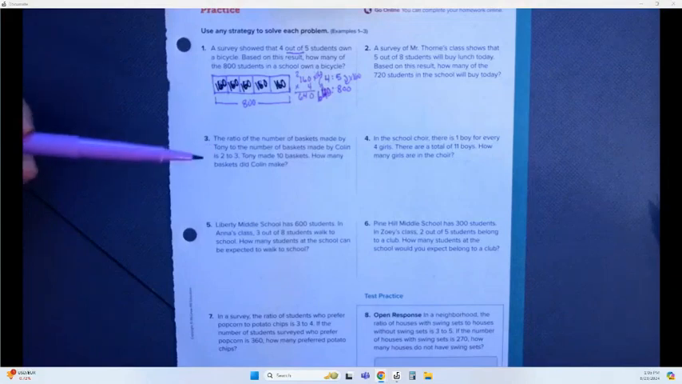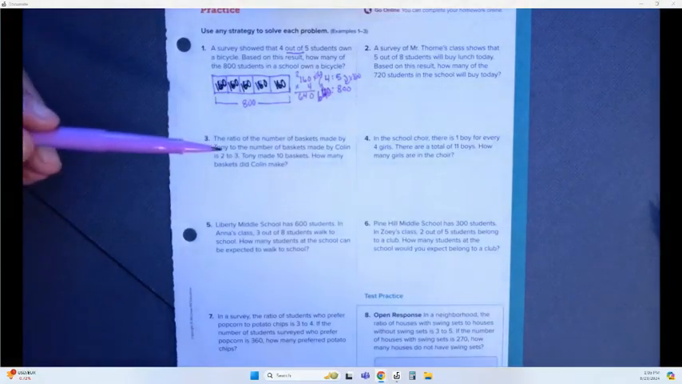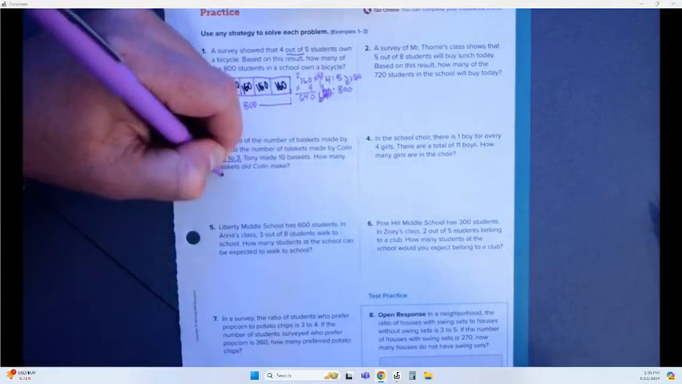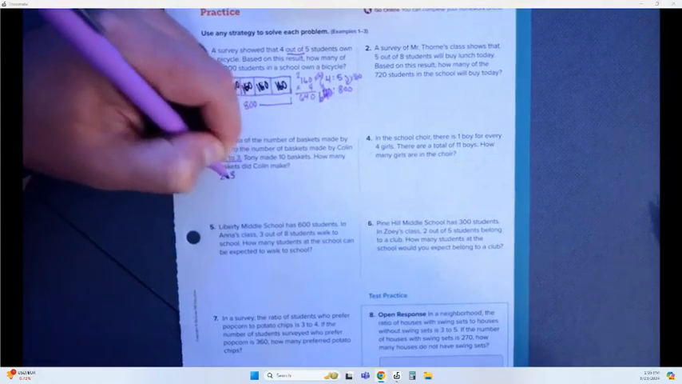Now let's look at number 3. The ratio of the number of baskets made by Tony to the number of baskets made by Colin is 2 to 3. Tony made 10 baskets. How many baskets did Colin make? Okay, so first we're going to identify the ratio my word problem gives me, which is 2 to 3. This is the amount of baskets Tony made to the amount of baskets Colin made. So I've got a 2 to 3 ratio there.